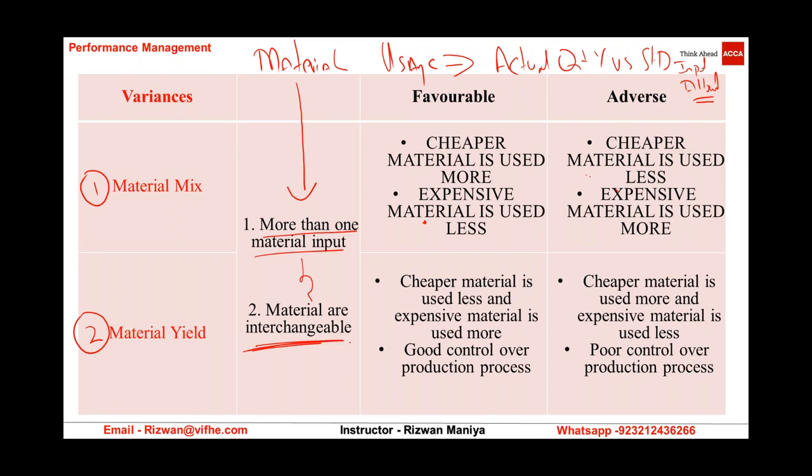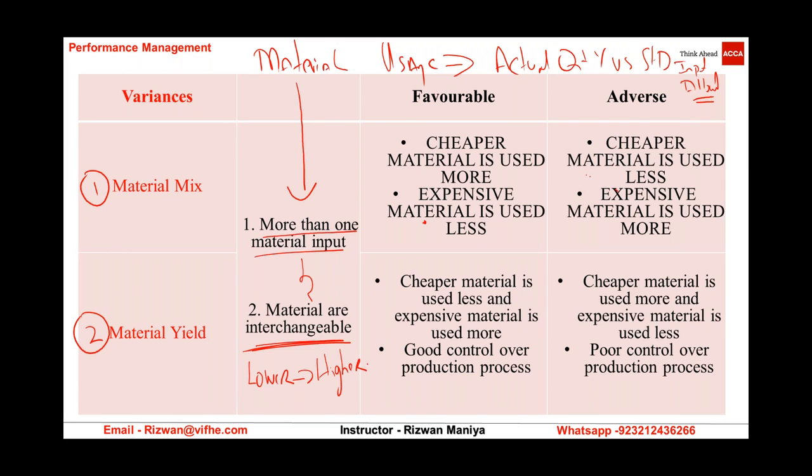So it's not just that you use more than one material input, but it is also important that the materials should be interchangeable. Now, what is interchangeable? It's very simple. Interchangeable means that if you are using one material in a lower quantity, that lower quantity is compensated by using the other material in a higher quantity. Let me give you a very quick example here.